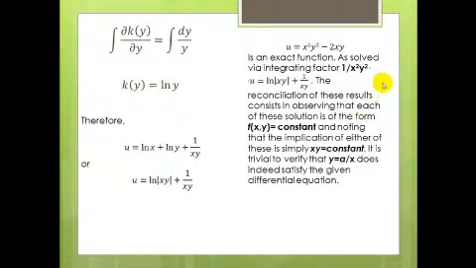u equals x²y² - 2xy is an exact function. As solved via integrating factor 1 over x²y², u is equal to ln(xy) + 1/(xy). The reconciliation of these results consists in observing that each of these solutions is one of the form f(xy) equals constant, and noting that the implication of either of these is simply xy equals constant. It is trivial to verify that y equals a over x does indeed satisfy the given differential equation.